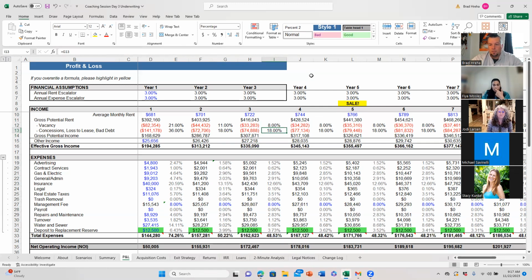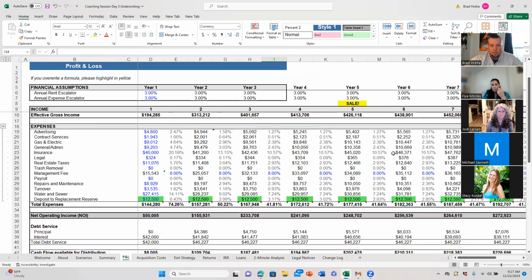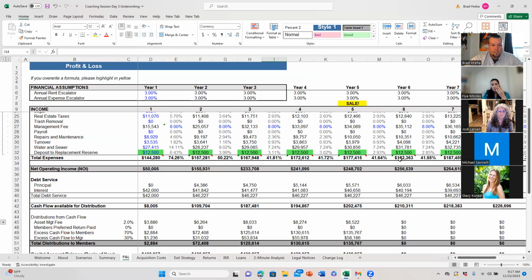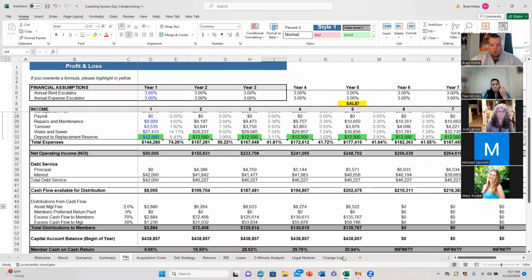You're always going to have some concessions, some loss to lease, some bad debt. General rule of thumb is 2 to 3%. This is a smaller property, so you might only be 2, maybe 3, but that's going to be a judgment call on your end. Basically, after that, that's how our pro forma is going to look from taking over the property. And the rest of this shows you everything that's going on. So you can look down here, or you can go to your exit strategy or your returns here and see.